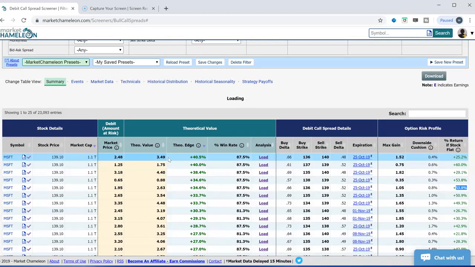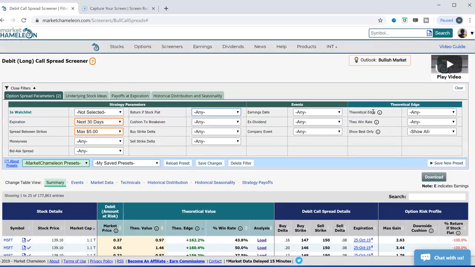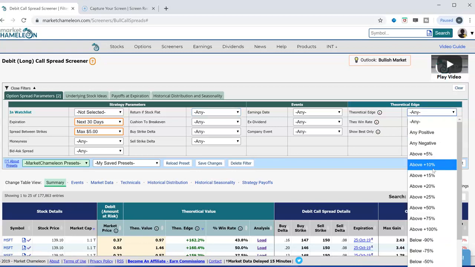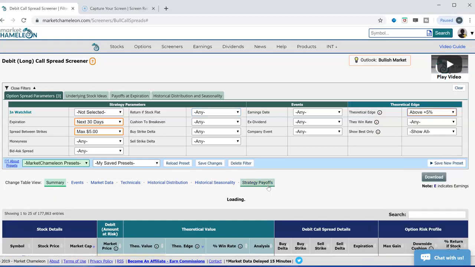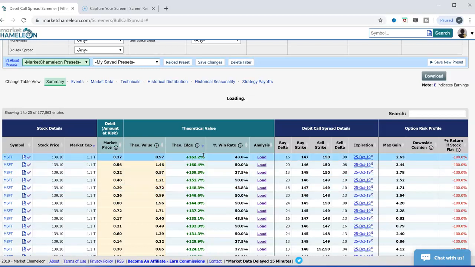always look for spreads with a positive theoretical edge. The reason for that is, unless you know for sure that the stock is going to go up and you're very confident in the direction, you want a positive edge in the long term. You want the odds or the math to be in your favor. So I always set this to positive edge trades, and I'm going to put in, let's say, at least 5%. Now it's going to look for spreads in all these stocks of at least 5% edge.